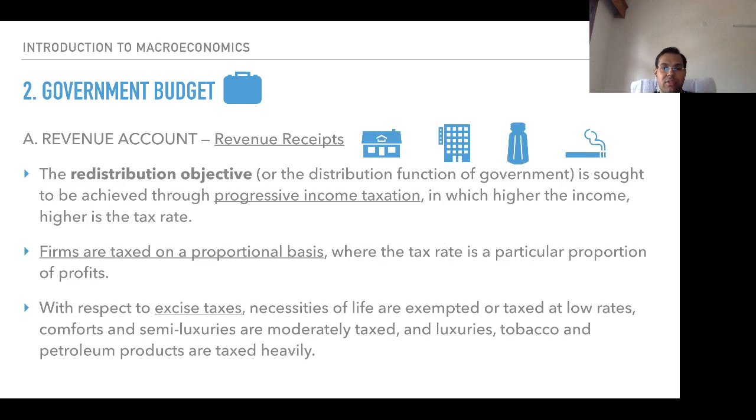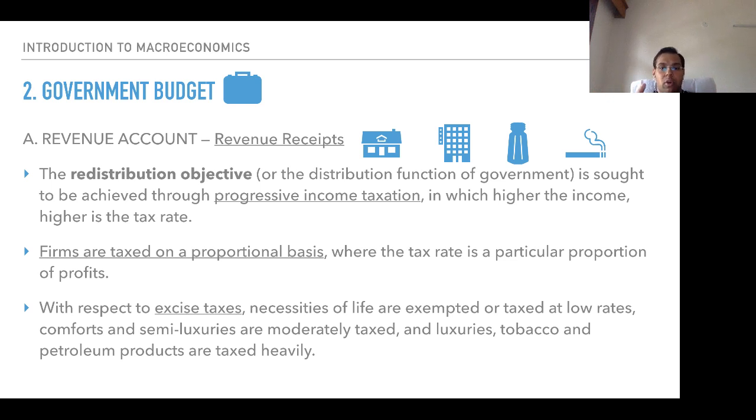We are talking about revenue receipts. The redistribution objective. Redistribution means you are redistributing from the taxation, whatever taxes you have charged and whatever taxes you have paid. What the government adopts is called the Robin Hood approach: the government is taxing the rich and distributing amidst the poor. It is sought to be achieved through progressive income taxation, in which higher the income, higher is the tax rate. Lower the income, lower would be the tax rate.